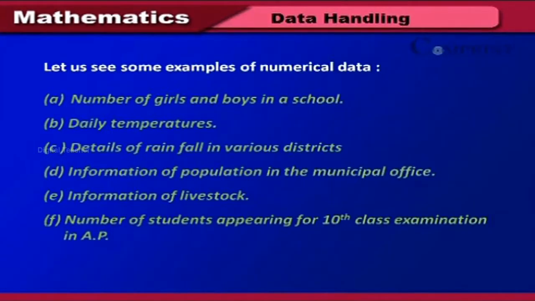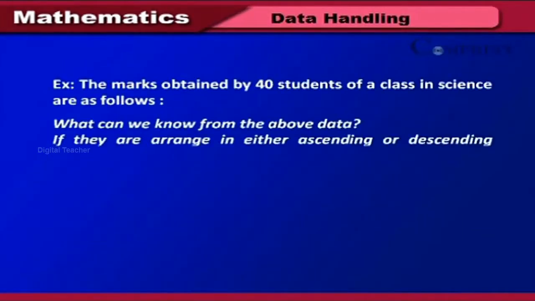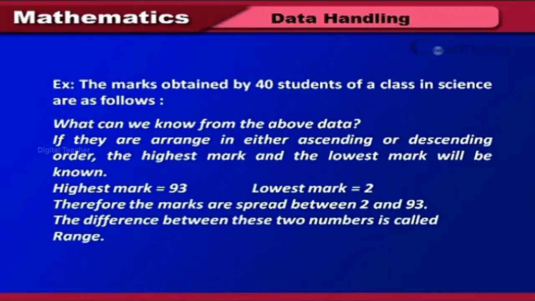D. Information of population in the municipal office. E. Information of livestock. F. Number of students appearing for 10th class examination in AP. Example. The marks obtained by 40 students of a class in science are as follows. What can we know from the above data?